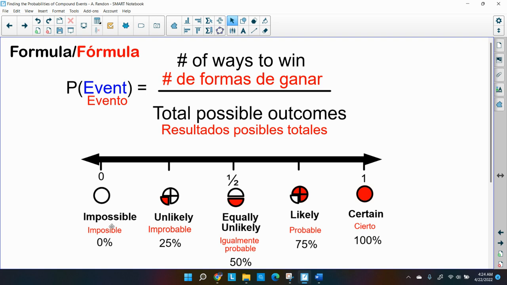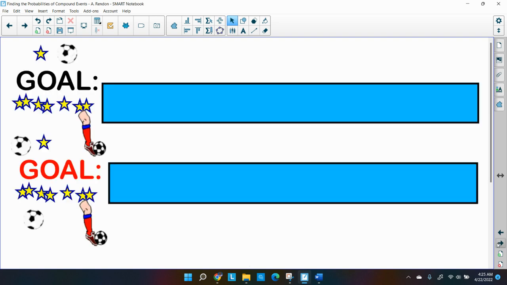The number line is something you should know about the possibilities that usually occur. It could be 0 probability, impossible; 25%, unlikely; equally likely, 50-50, that's 50%, or 1/2 as a fraction; likely, which is probable, 75%; and certain, which is the sure thing, 100%, guaranteed that you will win. Those are the items you should get familiar with in probability.